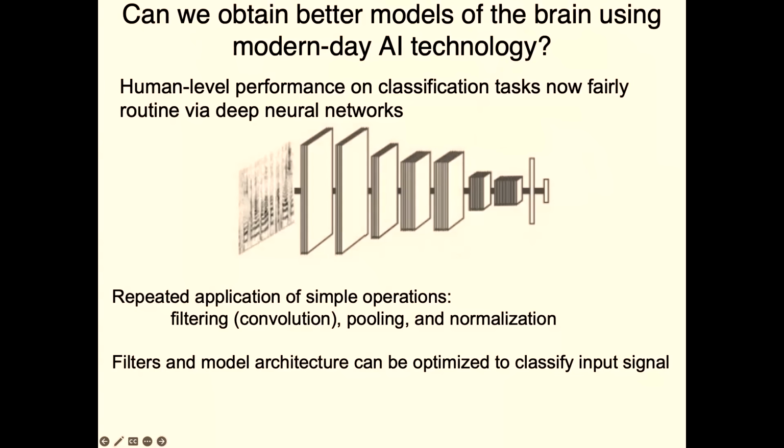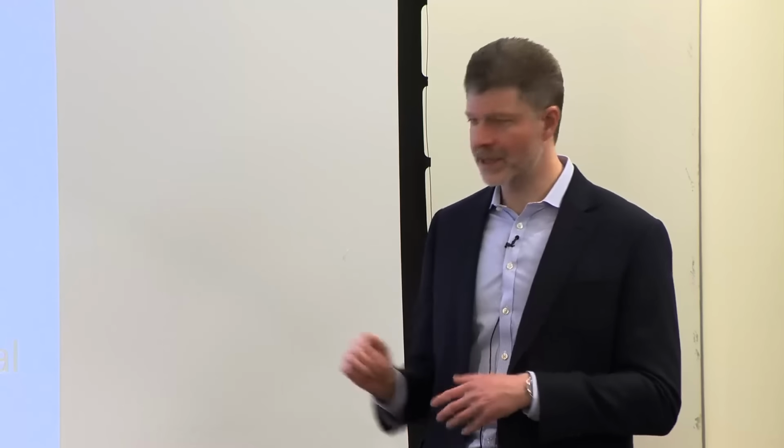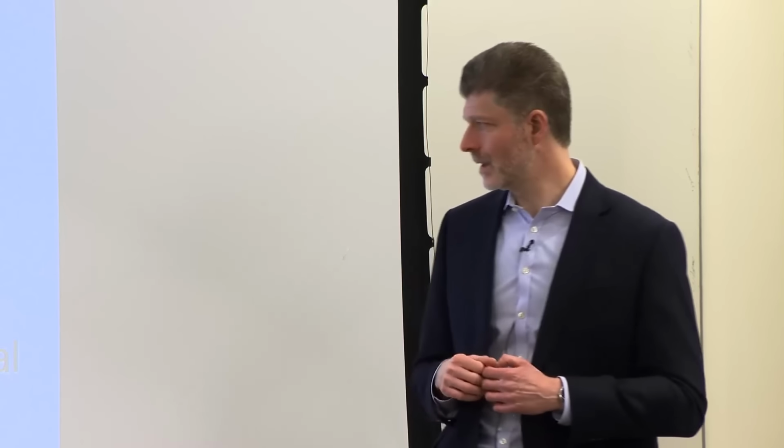Namely, can we obtain better models of the brain, in particular of the sensory systems in the brain, using contemporary technology from AI? Okay. And so one of the main engines of all of this is artificial neural networks. So these are systems that consist of the repeated application of pretty simple operations, all of which were kind of loosely inspired by things that people saw in the brain: filtering, pooling, normalization. We'll talk more about what each of those things means. And we now have really effective methods to optimize the parameters of systems like this to cause them to correctly classify input signals.